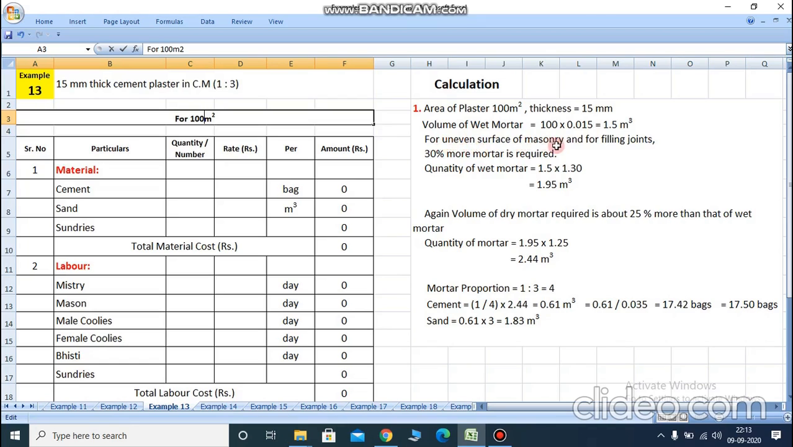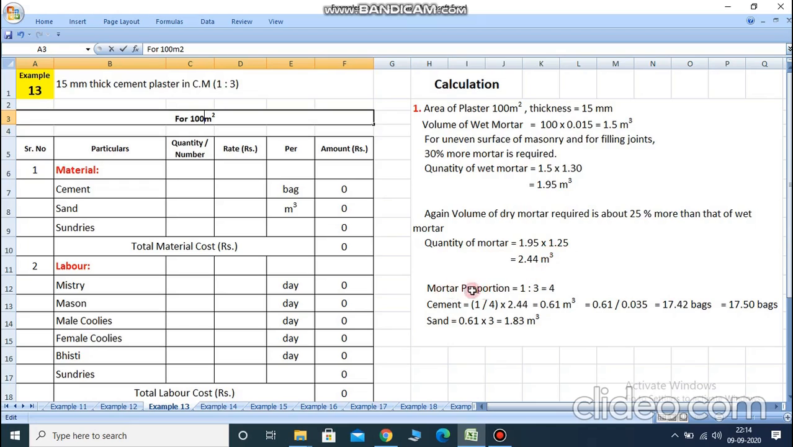And for uneven surface of the masonry and for filling the joints, 30% more mortar is required. So here 1.5 multiplied by 1.30. So we got the answer 1.95 meter cube, which is the quantity of the wet mortar. Now again, the volume of the dry mortar required is about 25% more than the wet mortar. So the quantity of the mortar is equal to 1.95 multiplied by 1.25. So we got the answer 2.44 meter cube.